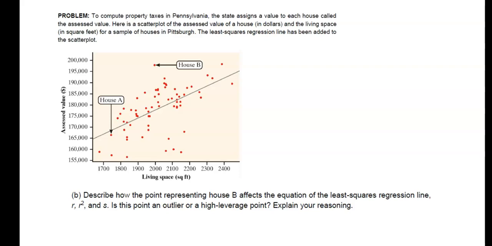Describe house B. So what effect does that have? So it looks like an outlier to me because the X value is not much different, but it's way outside the pattern. So that would probably have not much of an effect on the slope, but it probably would raise the y-intercept, is my guess, for the least squares regression line. R is going to be much smaller, not as strong, because that point has a huge residual there.